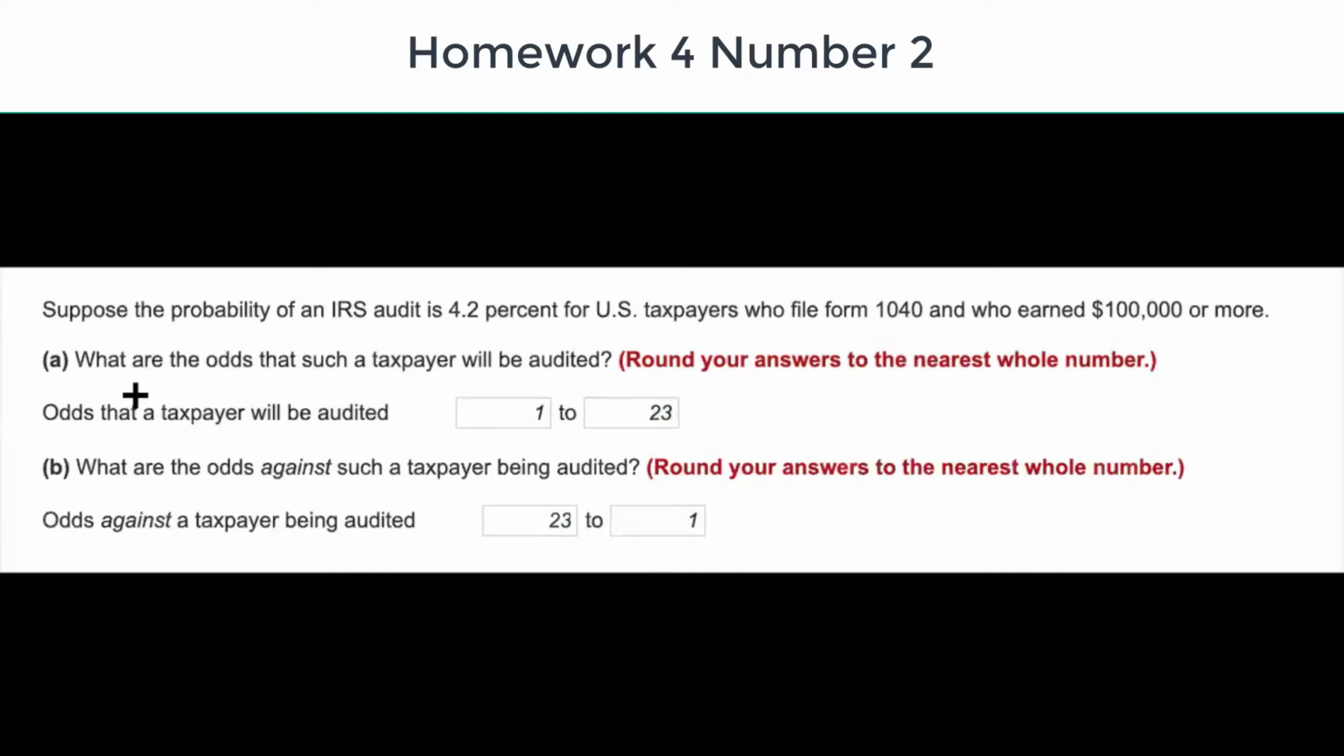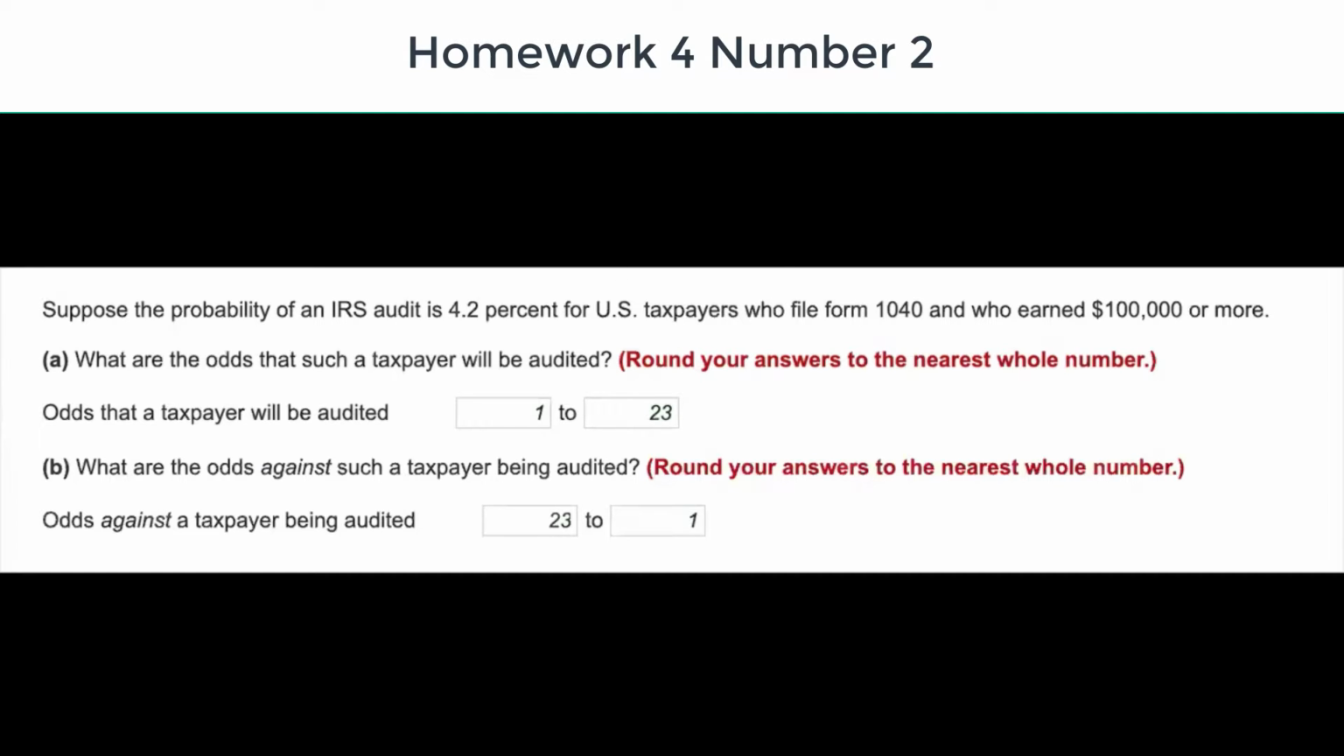They want you to find, in this case, it's going to be 1 to something, right? So odds that a taxpayer will be blank to blank. Now, in order to do that, having that decimal going, just going ahead and trying to figure out what that would be as 1 to something can be a little difficult. So let me show you how to do that.